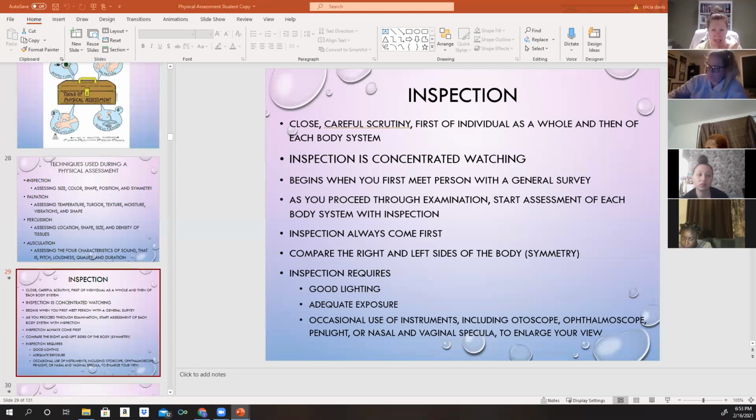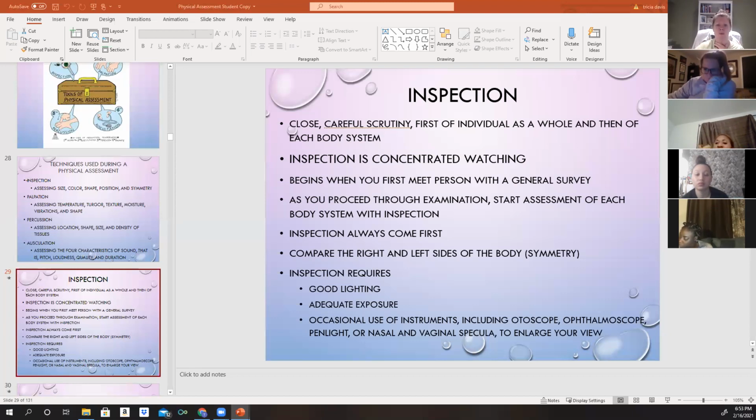A nasal or vaginal specula. So that is something that you would do. I've never used a nasal specula. I've assisted using a vaginal specula, like if you have a patient who's an OB/GYN patient and they have some kind of cancer and they come in and they do a speculum exam, you will assist them doing that. And whatever you need to help enlarge your view.